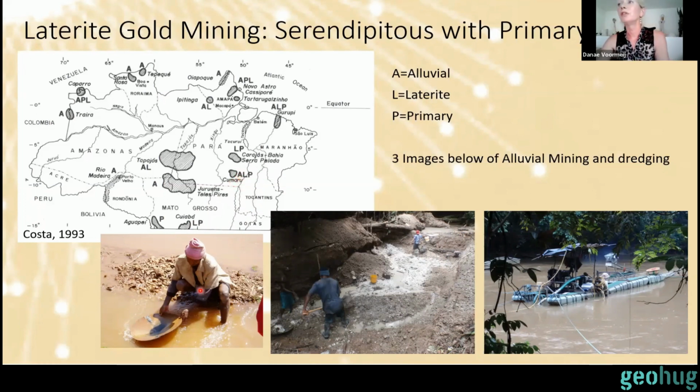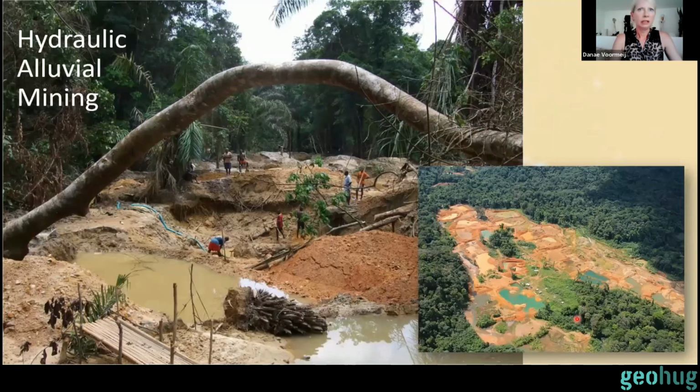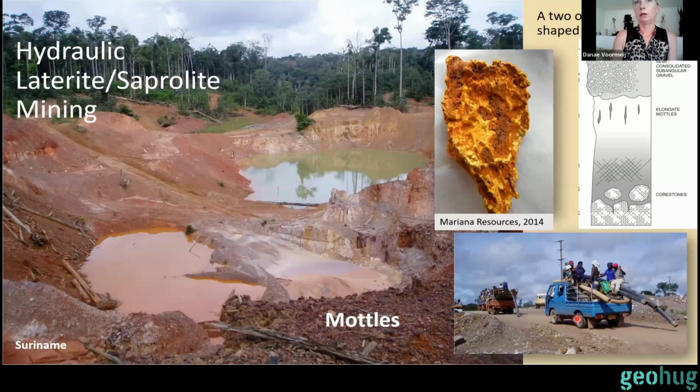So here's some images of alluvial mining. This is really small scale. It's a man just panning in the river, or a group of men that are going to shovel the gravel over a sluice, or a small team that's got a dredge and scuba divers, and they're going to go and dredge along the bottom of the river. These are all smaller forms of alluvial mining. But you can get really large scale, quite destructive hydraulic alluvial mining. And you can get very large scale laterite mining.